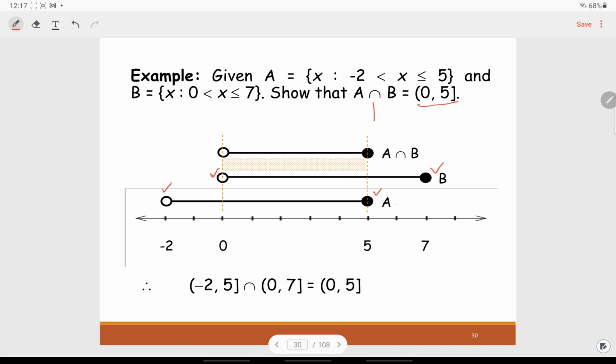The question asks for the intersection. That means the area must be covered by both lines at the same time. So we only have this area, covered by this line and also by the second line. We need to look at the left side: we have a white circle. At the right side we have a black circle. So our final answer is open 0 up to closed 5. Don't forget to provide the final answer.